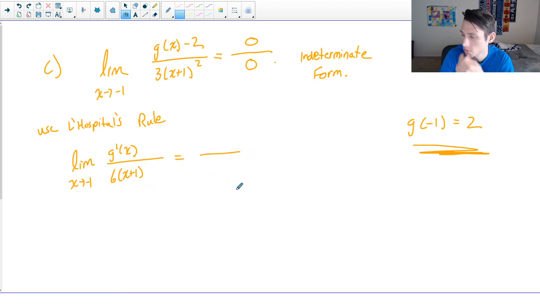Let's try plugging in negative 1 now. Well, in the denominator, negative 1 plus 1 is still 0. So 0 times 6 is also still 0. So I don't like this yet, but remember, we can only use L'Hopital's rule if we get 0 over 0 or infinity over infinity. So just because there's a 0 in the denominator does not mean we can automatically use L'Hopital's rule.